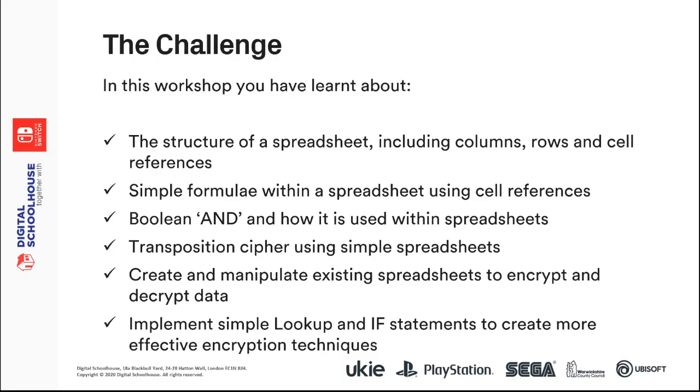So today, in this workshop, you've learnt about the structures of a spreadsheet, including columns, rows and cell references. You've looked at simple formula within a spreadsheet and you've used cell references. You've looked at the Boolean and how it's used within spreadsheets. You've also looked at the transposition cipher and you've used a spreadsheet to do that. And then you created a spreadsheet to encrypt and decrypt data. You've used some lookups and some if statements to create a more effective encryption technique.